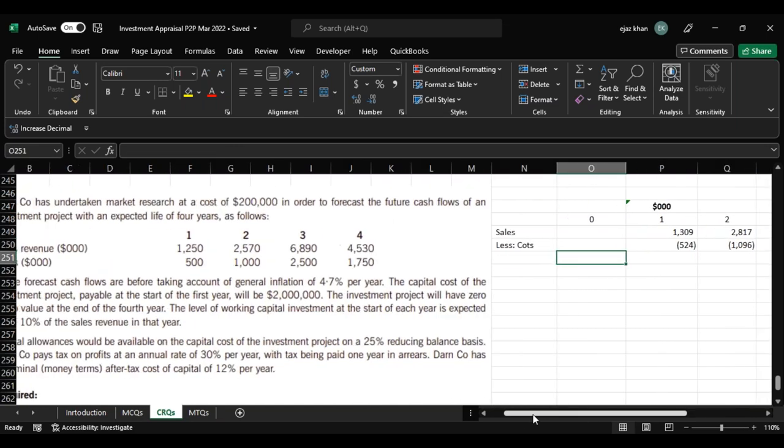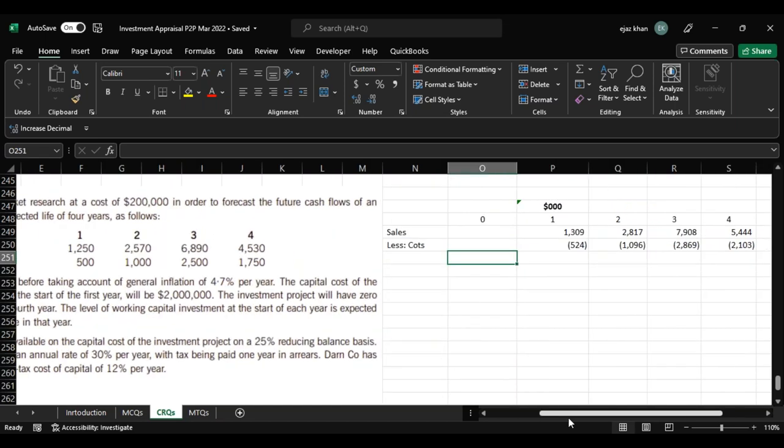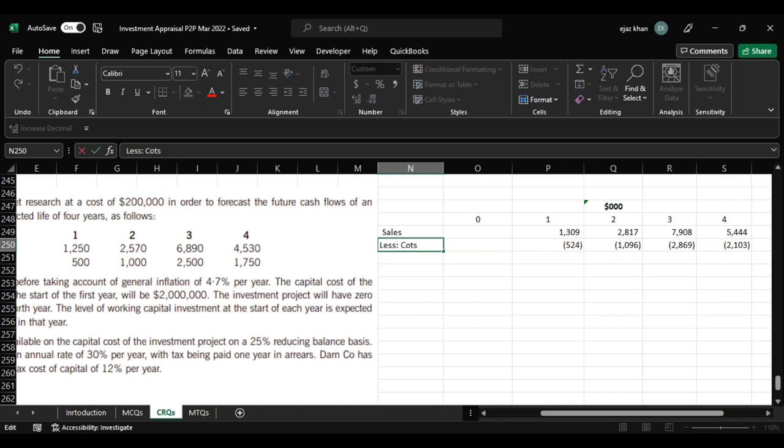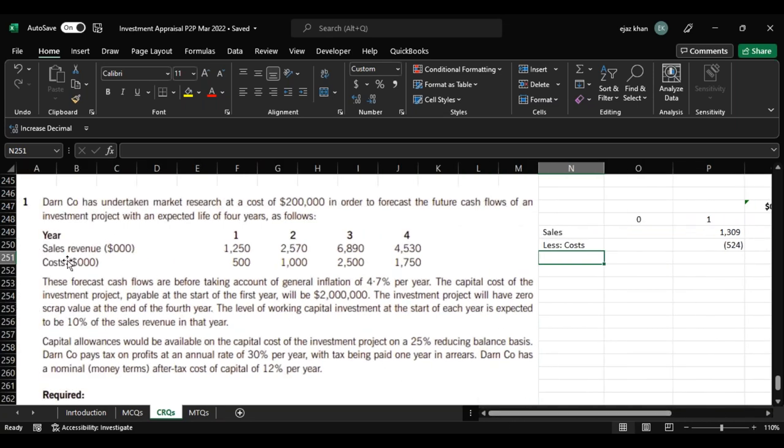Now remember, when you're calculating NPV and preparing this NPV pro forma, make sure that you subtract all the costs that one has to subtract before tax. Every tax allowable expenditure should be subtracted from the sales figure before tax is calculated. This question is a bit simple in this regard, as they have given us all the costs together. So we don't have to worry about other costs.